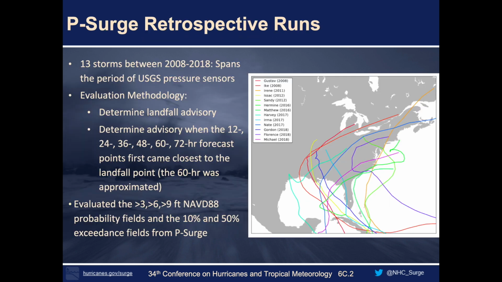So how do these RMW regression forecasts affect the P-Surge forecasts? Well, we ran a series of retrospective forecasts for 13 storms between 2008 and 2018. And this spans the time of when we had USGS pressure sensor data available. We chose to focus on the greater than 3, 6, and 9 feet probability fields for forecasts that were initialized between 12 and 72 hours prior to landfall. And so these are the storms shown here in the figure that are in the retrospective set.